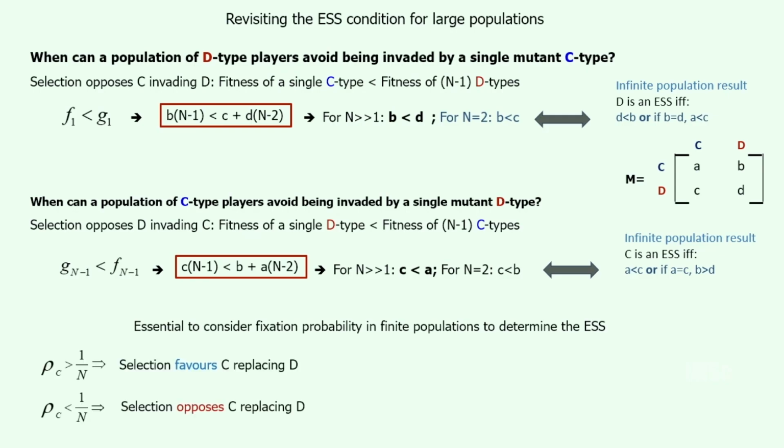And so what is essential is that we incorporate fixation probabilities and add additional conditions on the fixation probability to obtain the new condition for ESS, which is population size dependent. If this condition is valid, it means that selection favors C in replacing D, right? So even if the fitness of a single C mutant is less than the fitness of the remaining D wild types, C can still invade if its fixation probability is larger than what you would expect by chance.